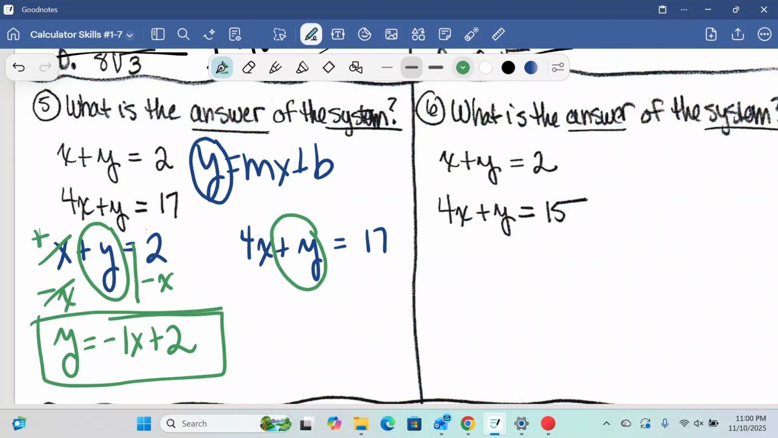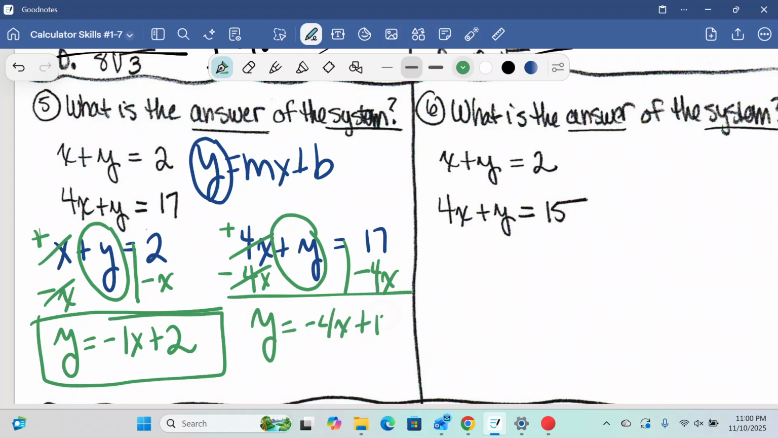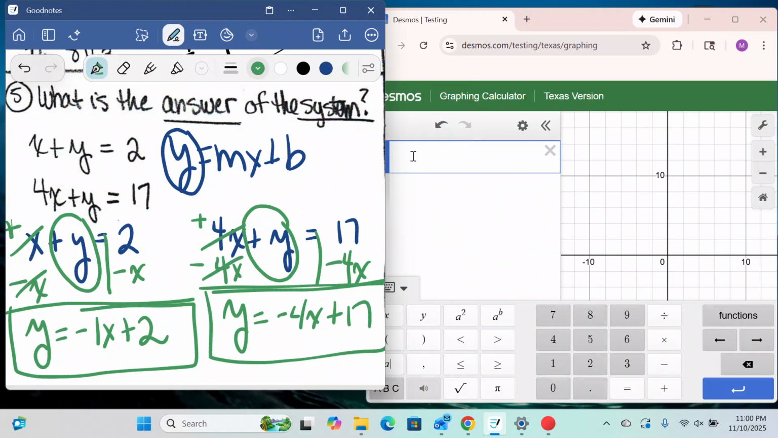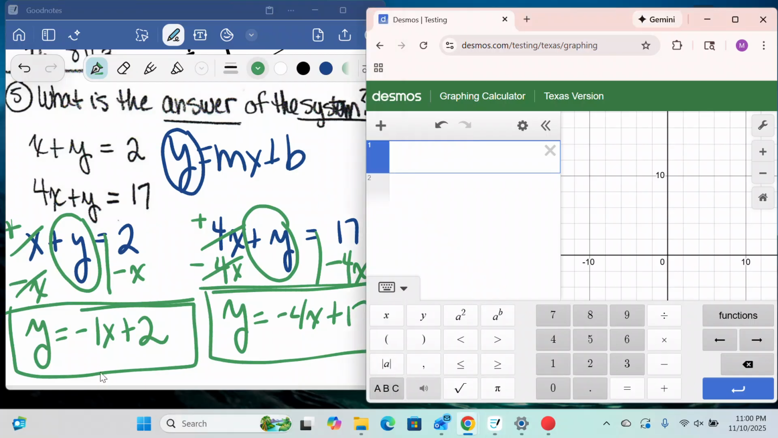I'm going to do the same thing on this side. Railroad tracks, and I'm going to get rid of positive 4x. I'm going to do the opposite, negative 4x. But if I do negative 4x to that side, I have to do negative 4x to that side. So that goes away. y equals negative 4x plus 17. Now I have it in y equals mx plus b. Now I can go into Desmos and put these two equations in and find out where my system of linear equations meets. Wherever they meet will be our answer.